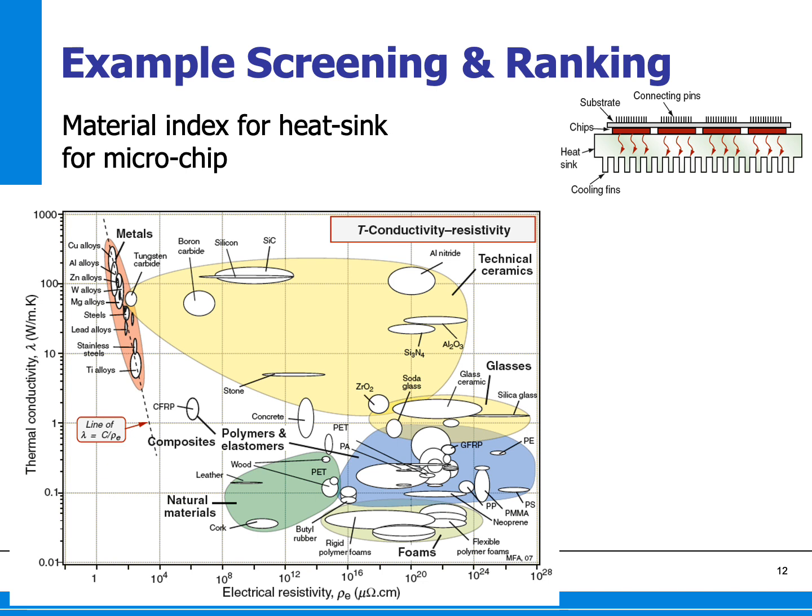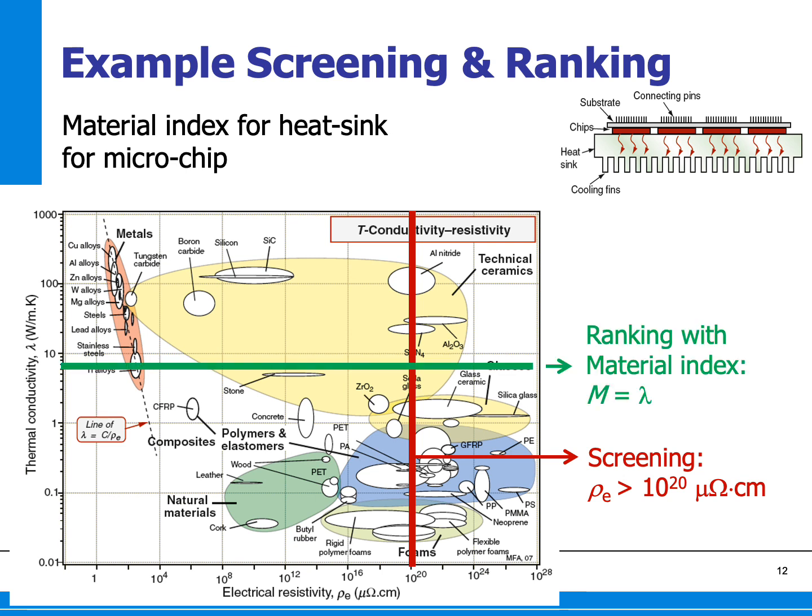As a screening step we said that the material needs to have a high electrical resistivity, which is here represented by the symbol ρe. Suppose we've quantified what high is, namely it should be larger than 10 to the power 20 microohm times centimeter. So all the materials that lie on the right-hand side of this graph fulfill the screening step. They pass the first screening step.